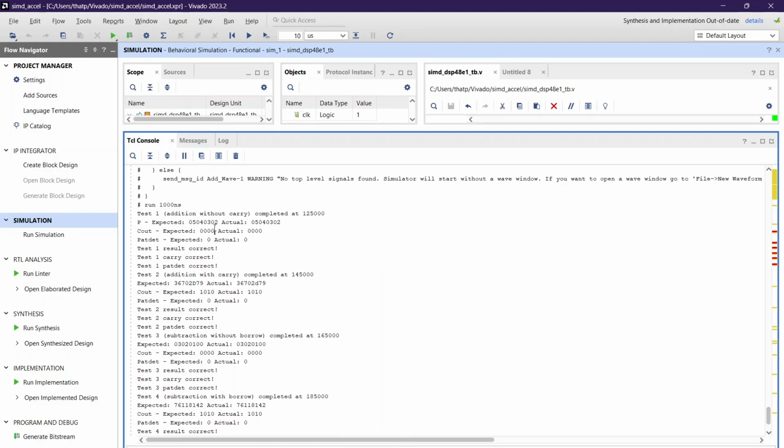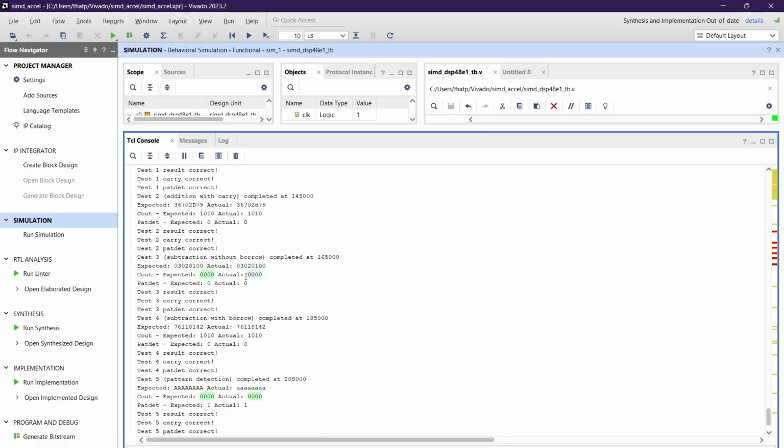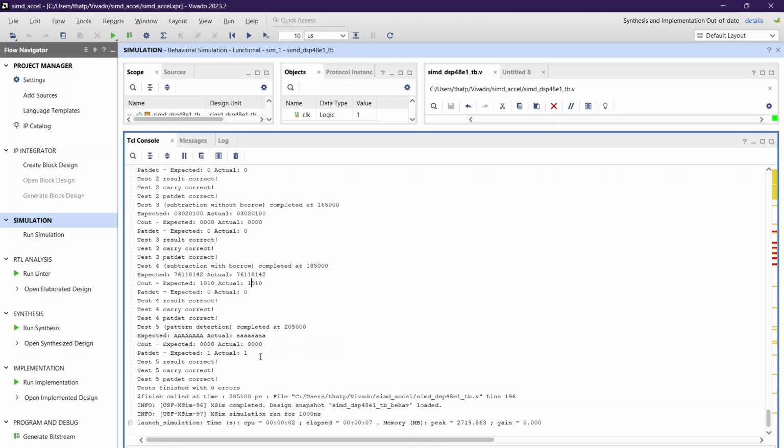So the one with no carries has no carries. The one that should have carries does. This one has no carries. And then this one, all of the lanes where we borrowed have a borrow bit, and all the lanes where we didn't borrow, it's a 0. And then the pattern detect is 1 here.